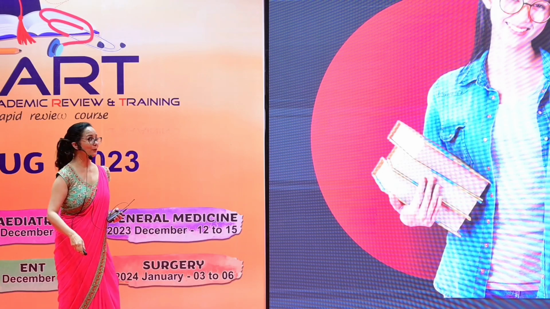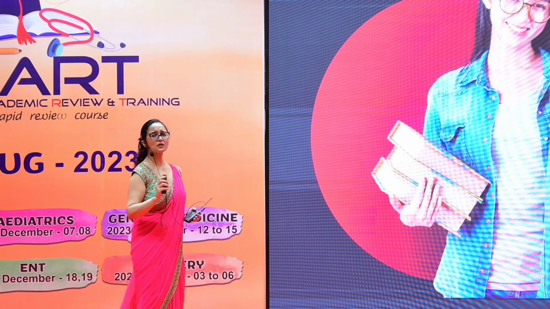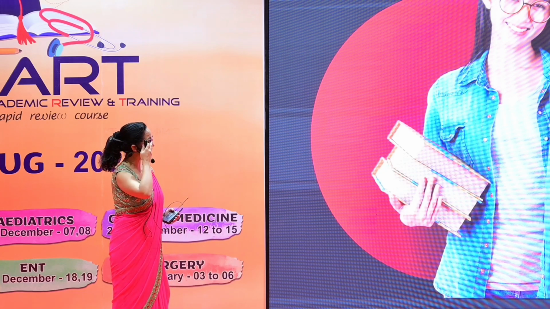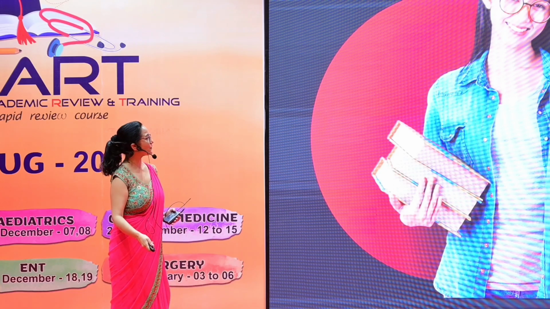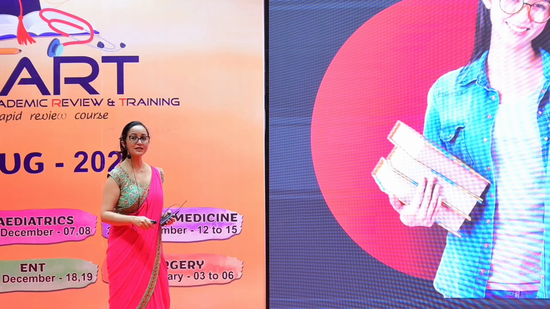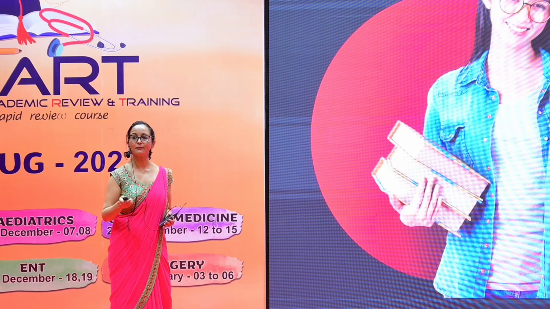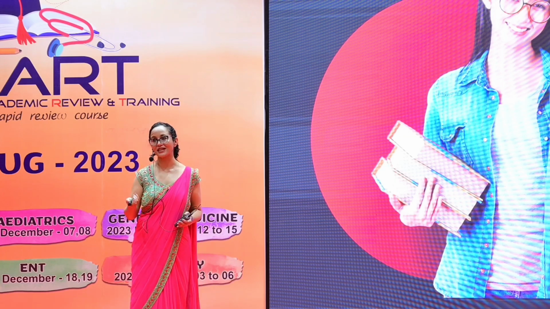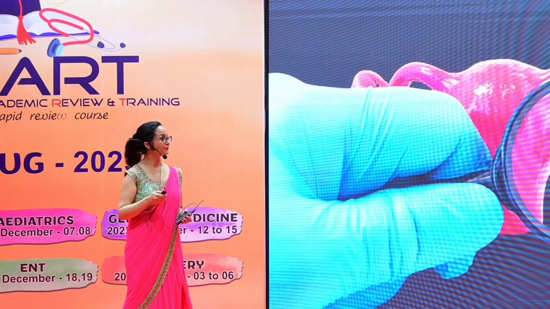So the learning objectives: at the end of this, I just want you to be clear about 6 things. First, what is an adnexal mass? What are the types of adnexal mass? What is the clinical presentation? Diagnosis, how to differentiate a benign mass from a malignant mass, and what is the treatment ultimately, because that's what we are supposed to do.